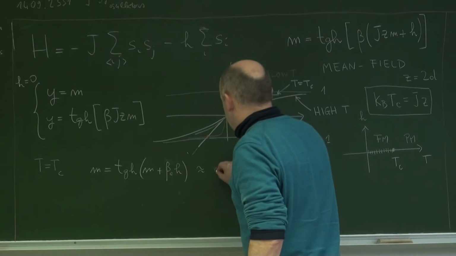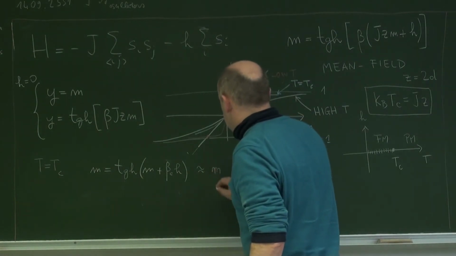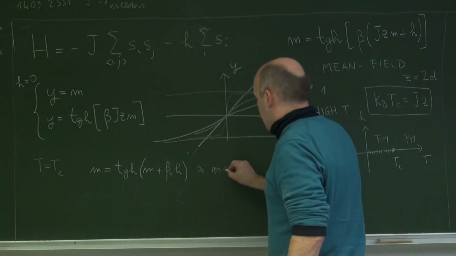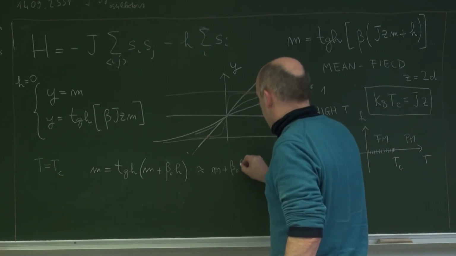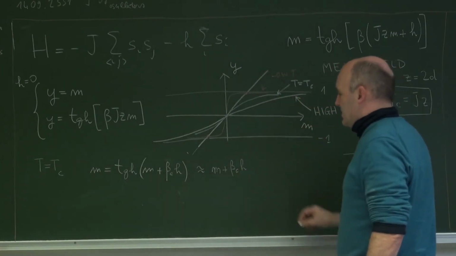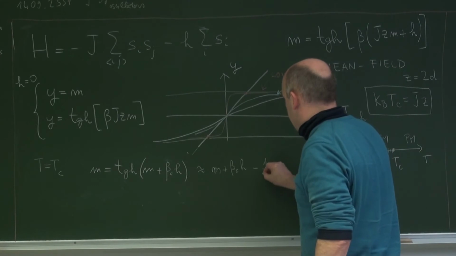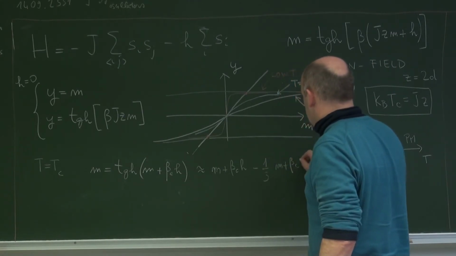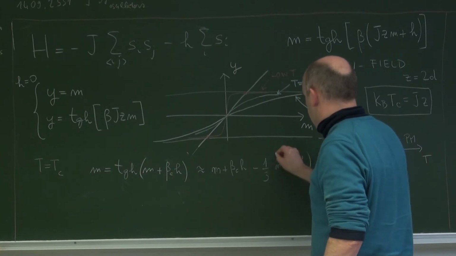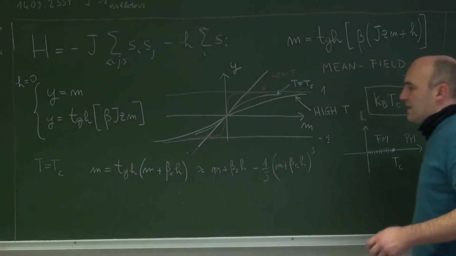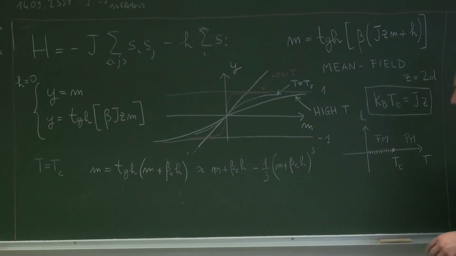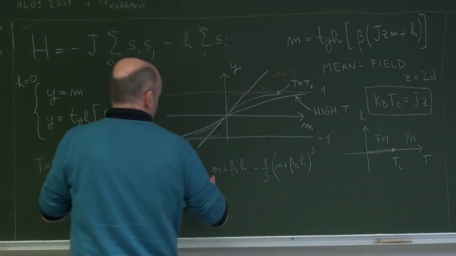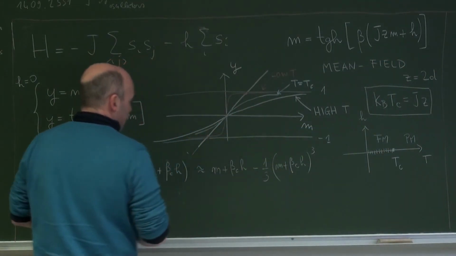We know that the first term is the magnetization, linear in M plus beta c times H, then I have minus 1/3 of M plus beta c times H to the third power. Now M and M cancel from here, and I have an H here.